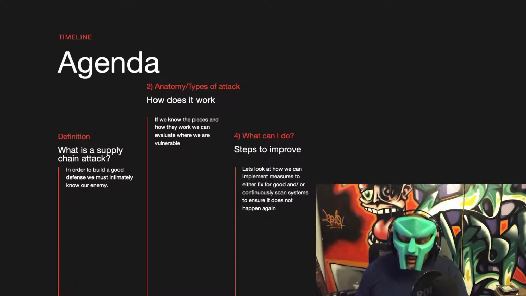The agenda for today is going to start off with a definition, as always. What is a supply chain attack? In order to build a great defense, we must intimately know our enemy. We're then going to move on to the anatomy, or the types of attack and how they work. If we know the pieces and how they work, we can evaluate where we are vulnerable. And we're going to finish up with steps to improve.